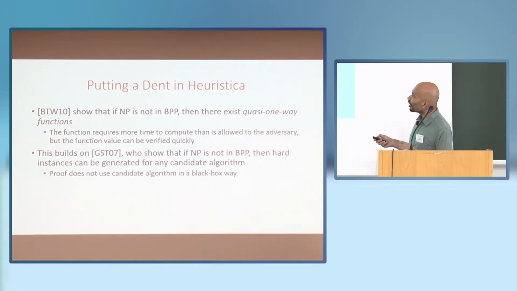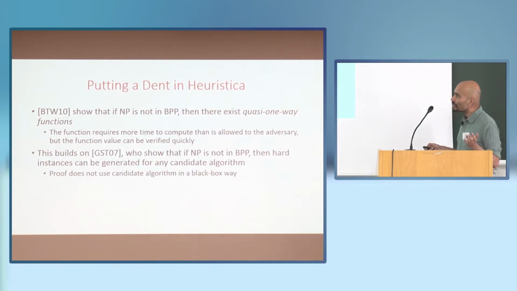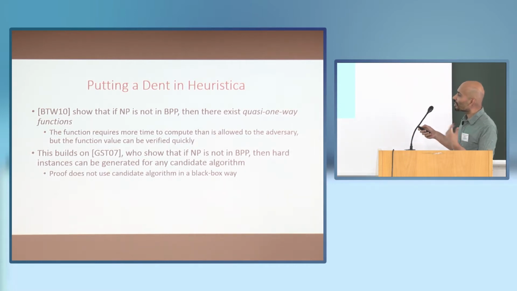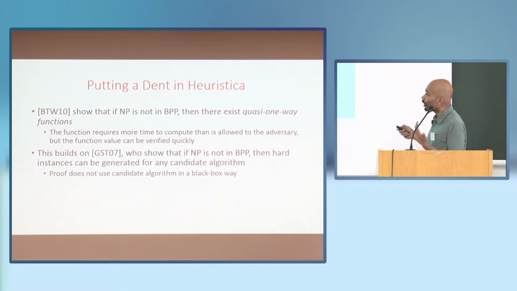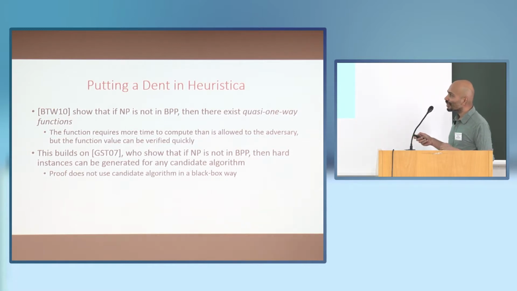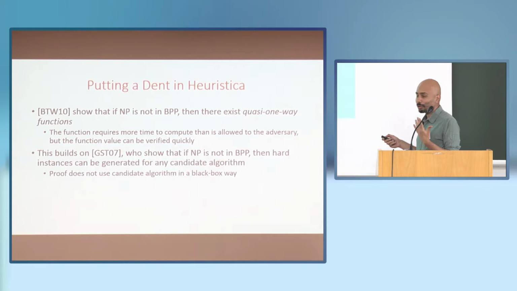In terms of positive results, we don't have too much, but there is this paper of Andrej with Kunal Talwar and Andrew Wan, which shows that if NP is not in BPP, then there exists a very weak form of one-way functions where the function requires more time than is allowed to the adversary, but at least you can verify the function value quickly. So it's perhaps not very useful for real-world cryptography, but it still seems somewhat non-trivial.